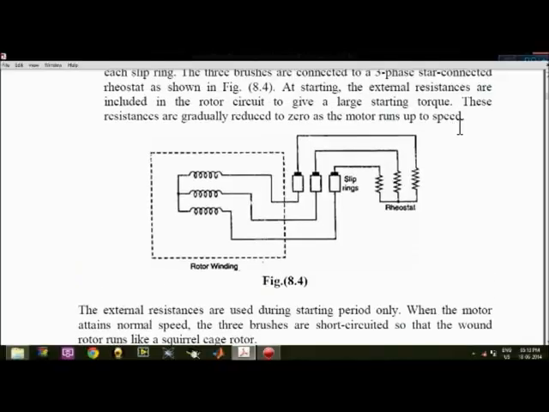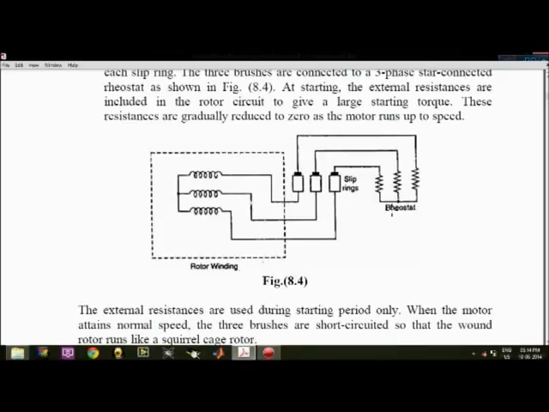So at the starting, external resistances are included in the rotor to give a higher starting torque. Wound rotor type has a large starting torque. These resistances are generally reduced to zero as the motor runs up to speed. Now can you tell why these resistances are used?